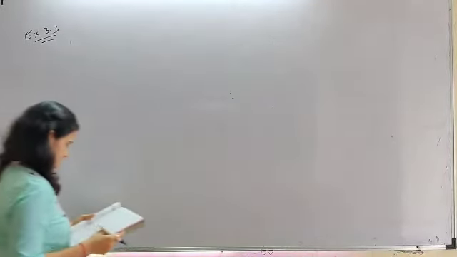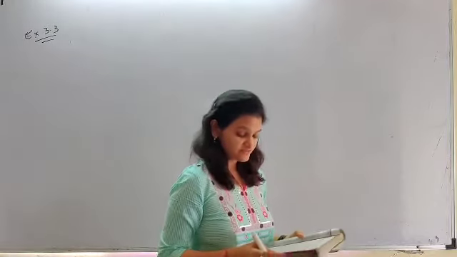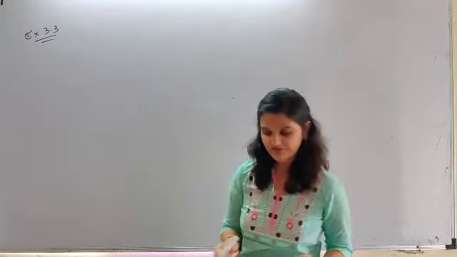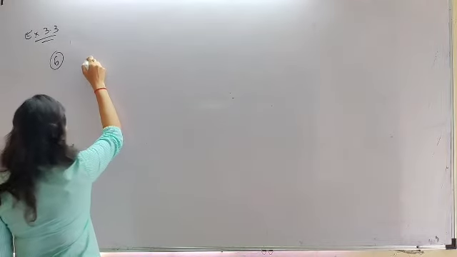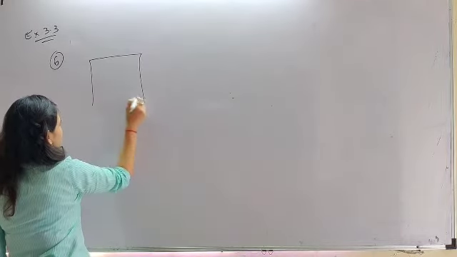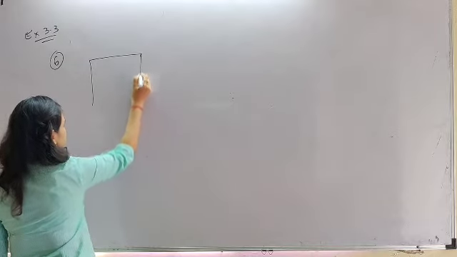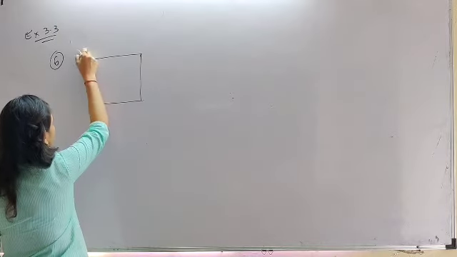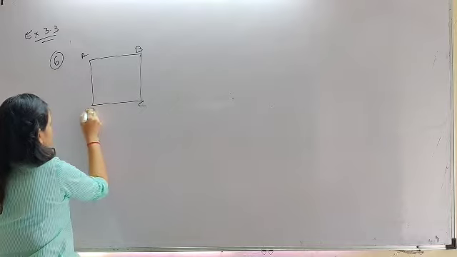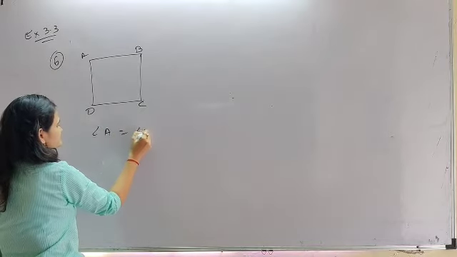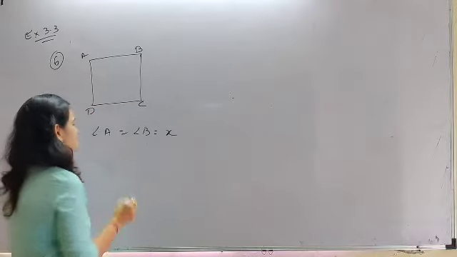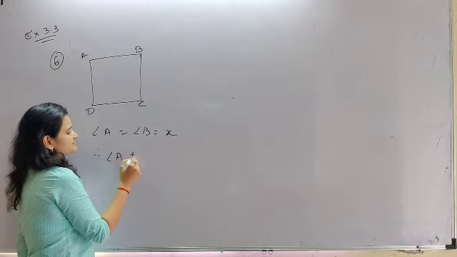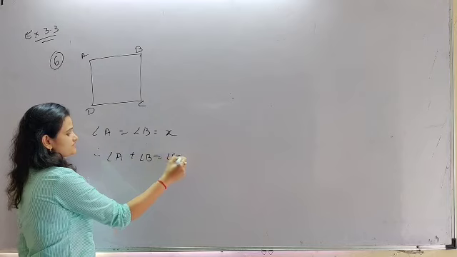Question number 6. Two adjacent angles of a parallelogram have equal measure. So, in a parallelogram, adjacent angles are supplementary. So, A, B, C, D. Given is angle A is same as angle D. I take both as x. But angle A plus angle B is also 180.